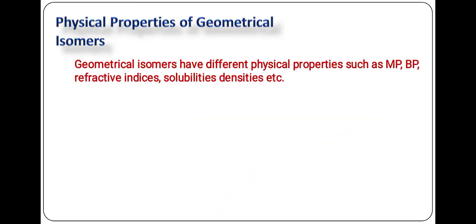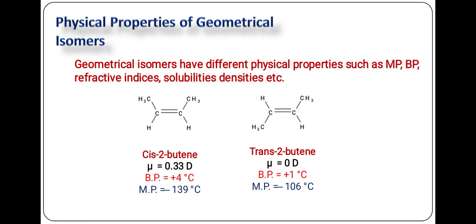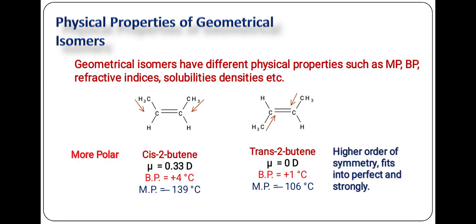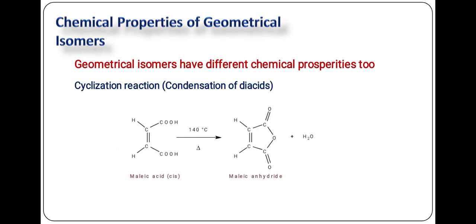Then physical properties of geometrical isomers. Geometrical isomers have different physical properties such as melting point, boiling point, refractive index, solubility and density. Here cis-2-butene has a boiling point of 4 degrees Celsius and trans-2-butene has a boiling point of 1 degree Celsius. Then this is more polar. Higher order of symmetry, it is perfect and strong.